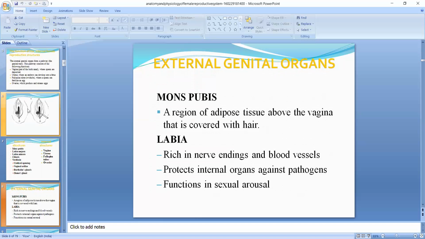The labia are divided into two parts. There are two types of lips: the big one, the outer side, is the labia majora, and the inner one is the labia minora. Both have enormous nerve endings and blood vessels, and they protect the internal organs from any pathogens, and they contribute to the sexual arousal function.